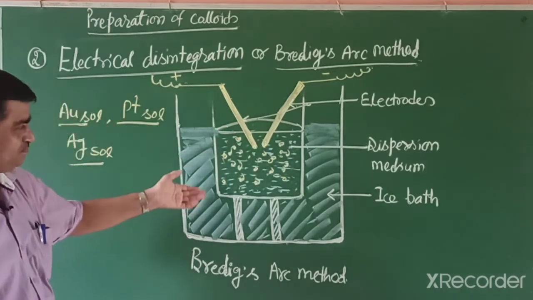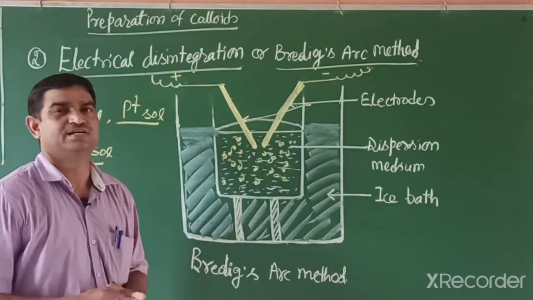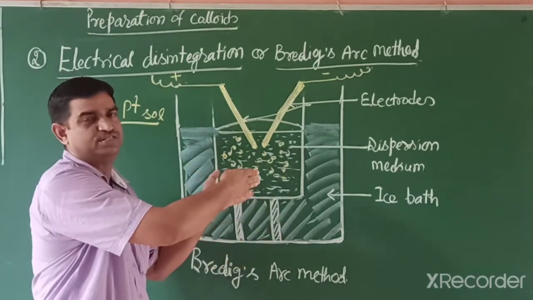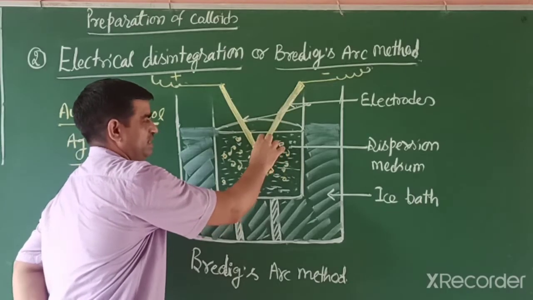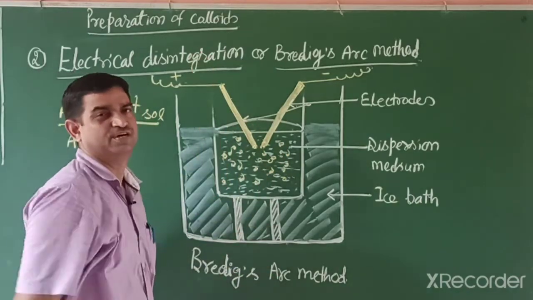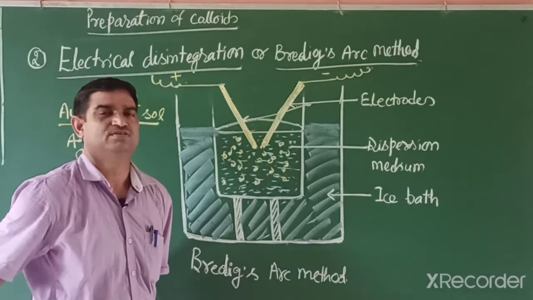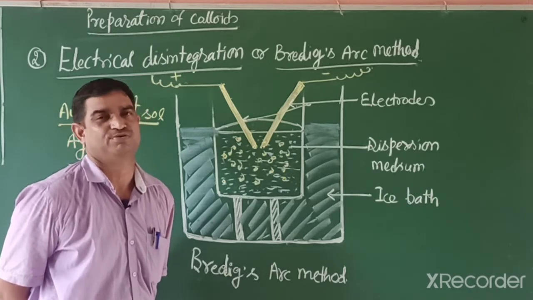And in this we use ice cubes, but we must take great care in preparing with this method, because intense heat is released. Only scientists can prepare by this special method. So a lot of heat is released. Okay, by this method we can prepare those expensive metal sols: gold, silver and platinum sol.